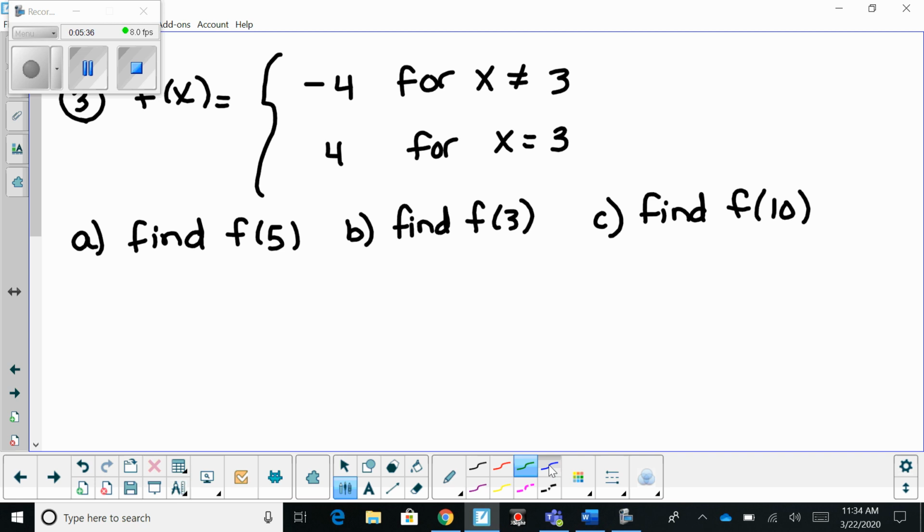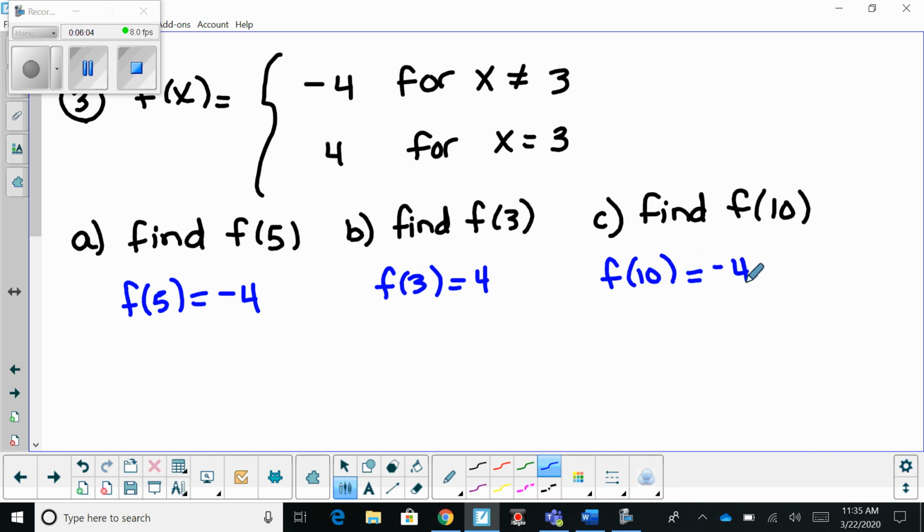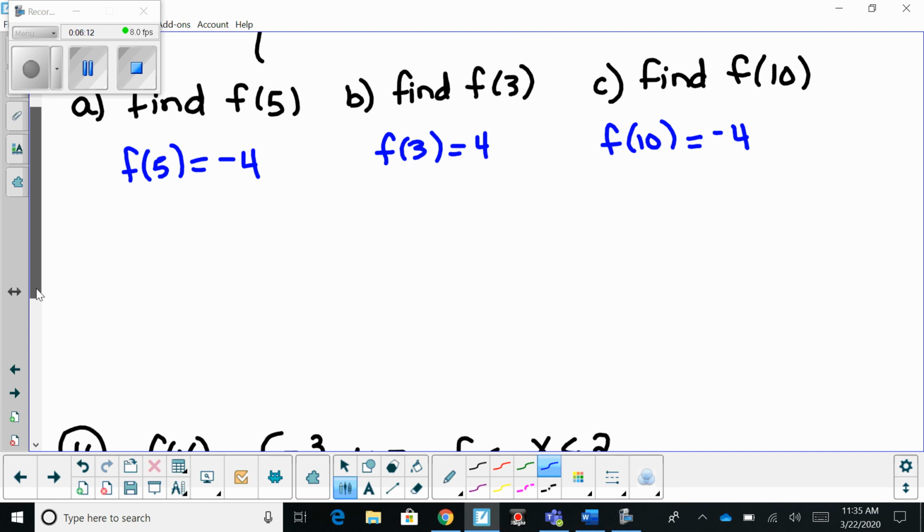So right here, f of 5 does not equal 3, so f of 5 is just equal to -4. F of 3, well, 3 does equal 3. So f of 3 is going to be equal to 4. F of 10, again, 10 does not equal 3, so f of 10 is going to be equivalent to -4. Both pieces of this function were constant, so you don't have to substitute in the x value.